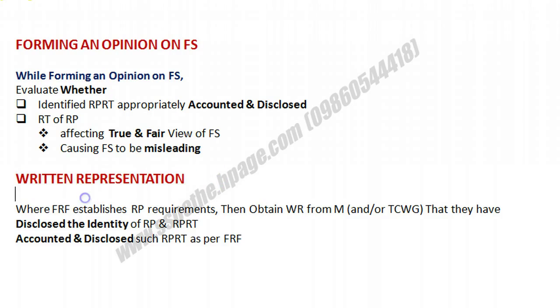Written representations, when financial reporting framework establish some requirement related to related parties, then obtain the written representation from the management that they have disclosed the identity of all the related parties and related party transactions and relations, and accounted and disclosed such relationship and transactions of related parties as per financial reporting framework. So you have to obtain this written representation of this.